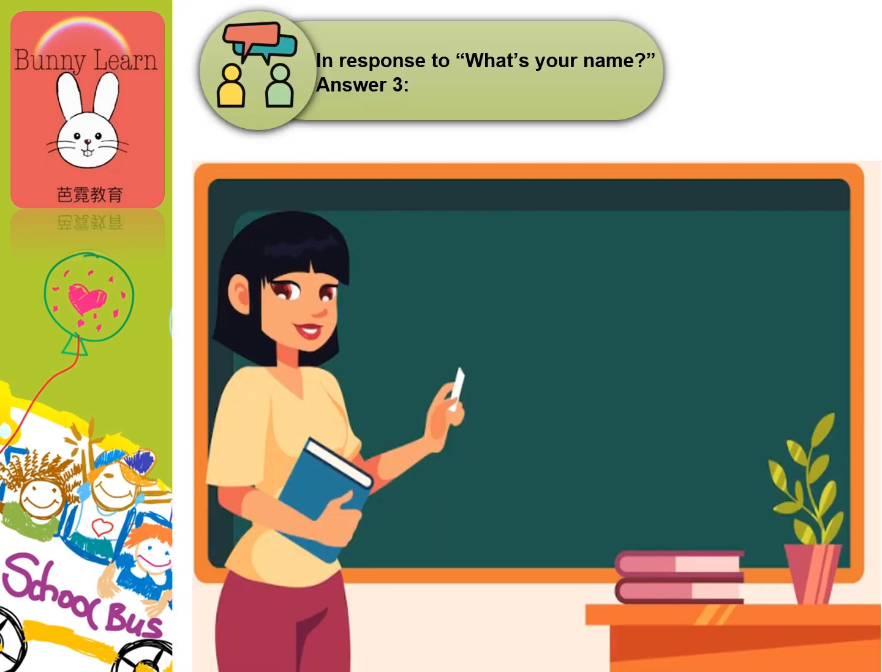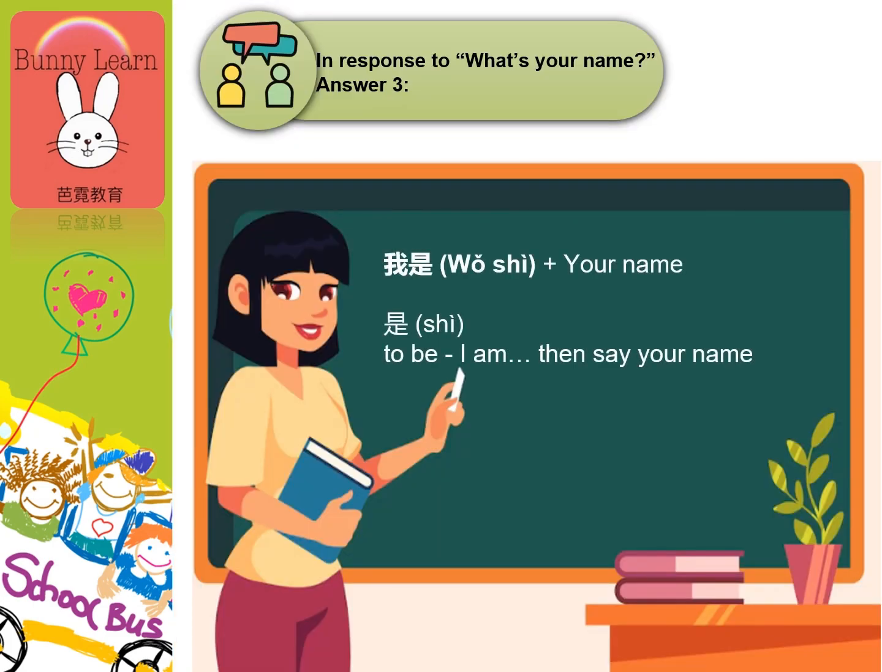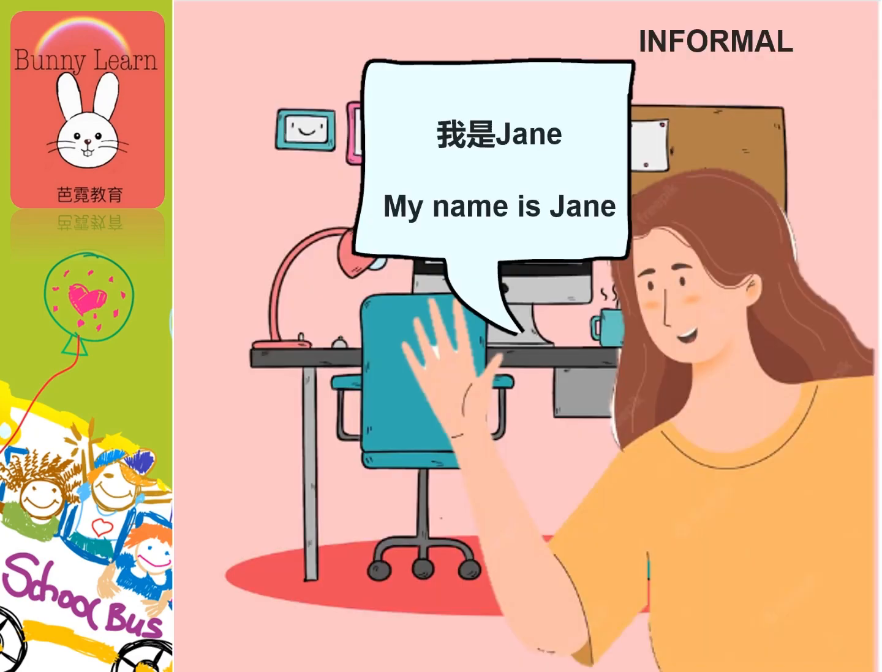Number 3. 我是. You could also say this and then state your name in response to what's your name in Chinese. 是 is the verb to be, so it's like saying I am in English. Although this method may be a slightly less common way of introducing yourself in Chinese, it's still perfectly acceptable and is easier to learn. Let's practice. 我是 Jane. My name's Jane.